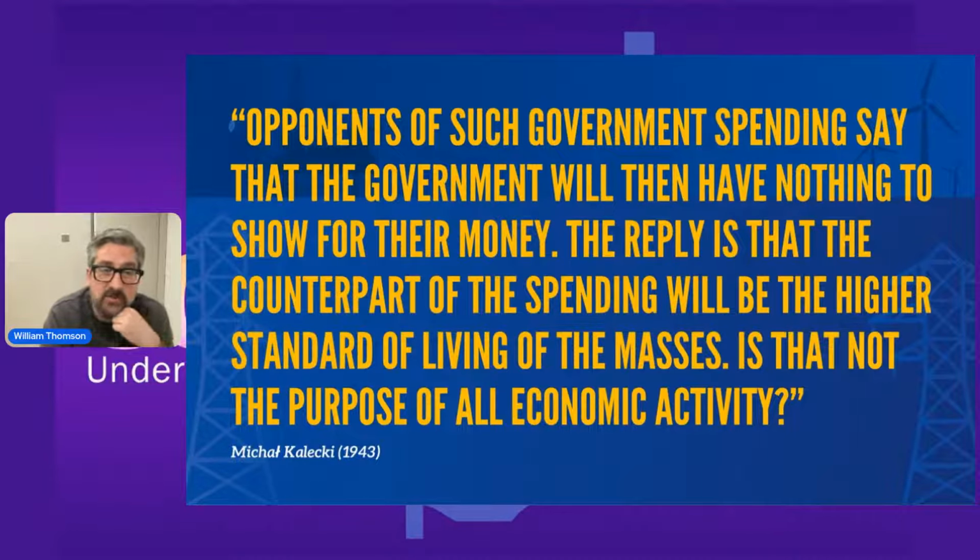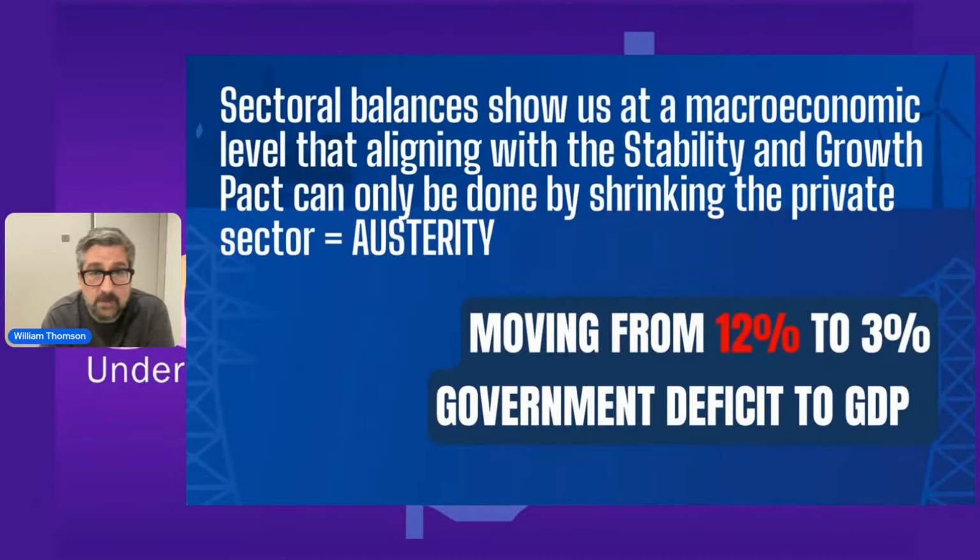And what we need to focus on, and this is a quote from Michael Kalecki, this is in our report. So people decry these public deficits. And Michael Kalecki said, opponents of such government spending say that the government will then have nothing to show for their money. The reply is that the counterpart of that spending will be the higher standard of living of the masses. Is that not the purpose of all economic activity? And this completely supports a sectorial balance view, because it shows you that government spending is designed, or supposed to be designed, to increase the net private wealth and net financial wealth in the private sector, and that's not happening.